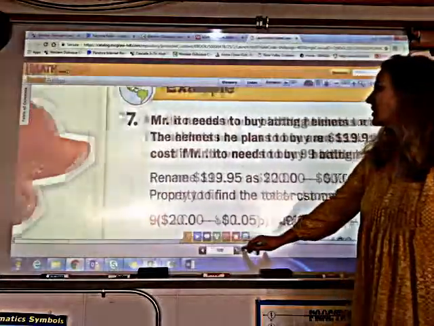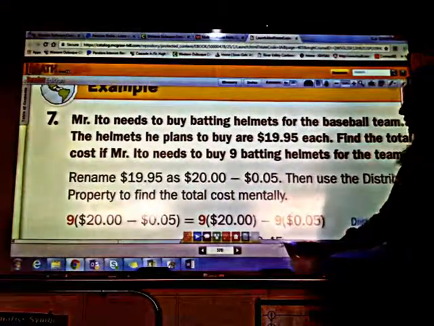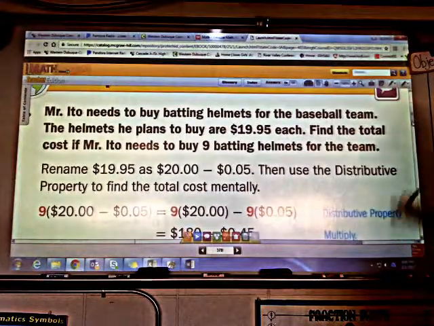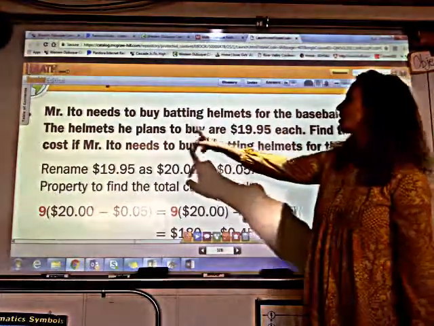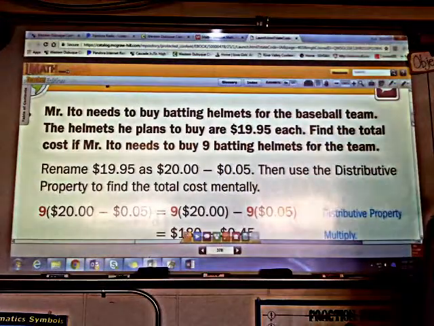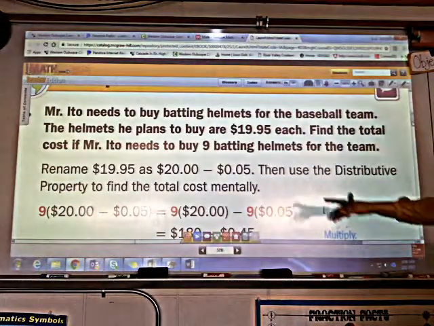One last question to take a look at, an example, is on the top of 378. This one is giving you a word problem. Our job is to find the total cost if Mr. Ito needs to buy 9 batting helmets for the team. It's telling us that the helmets he plans to buy are $19.95 each. So we're going to find the total cost if he's going to buy 9 of them.